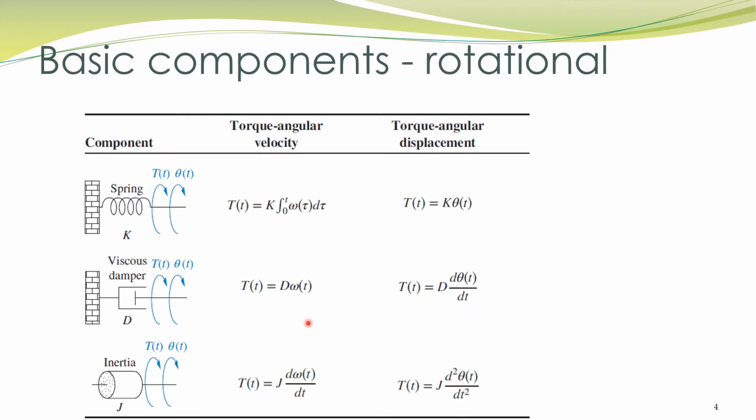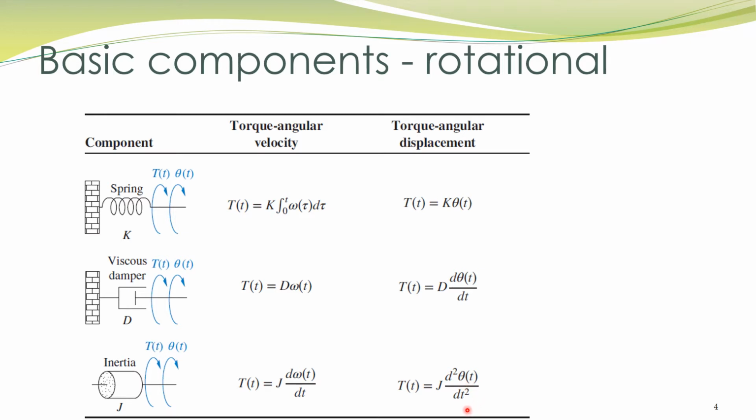The third basic element is inertia, and when torque is applied to an object, it produces angular acceleration. The angular acceleration is proportional to the applied torque. The proportionality constant is denoted by J. This equation is the same as this equation, only we have replaced d omega by dt by the second derivative of angular displacement.